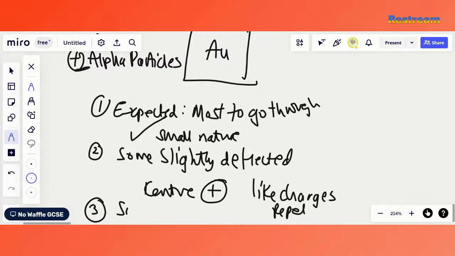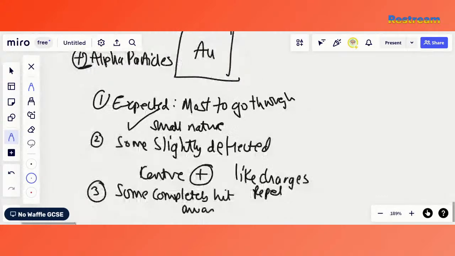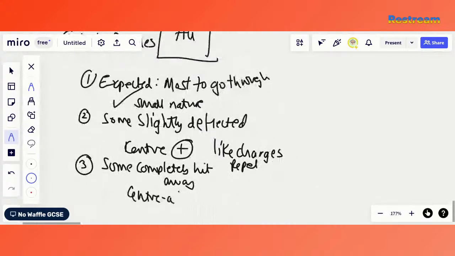And then some were completely hit away and rebounded. And the fact that some completely rebounded suggested that the center must have a lot of mass for it to completely rebound like that.